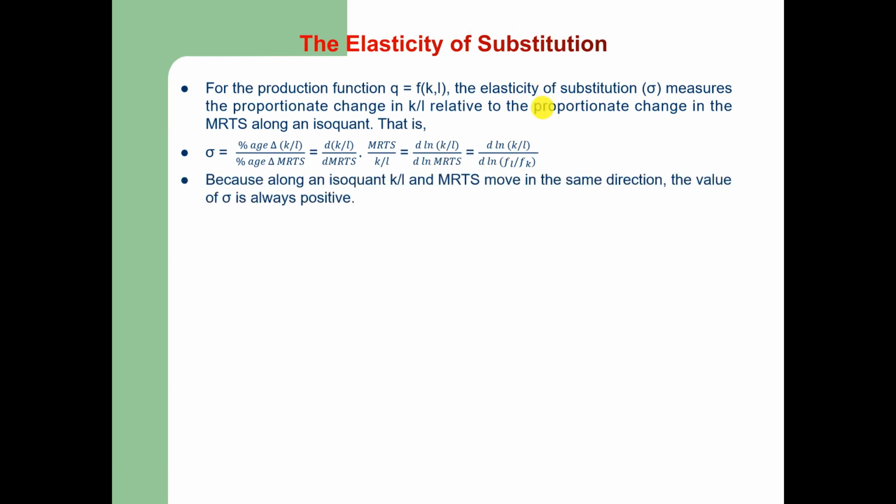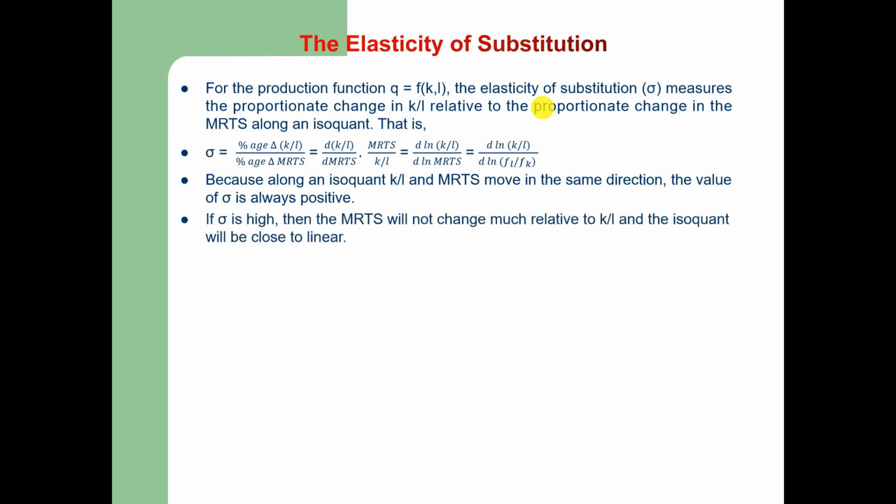Since along an isoquant, the capital labor ratio and marginal rate of technical substitution both move in the same direction, the value of the elasticity of substitution is positive. If the value of the elasticity of substitution is high, then the marginal rate of technical substitution will not change much relative to the capital labor ratio, and the isoquant will be closer to linear.